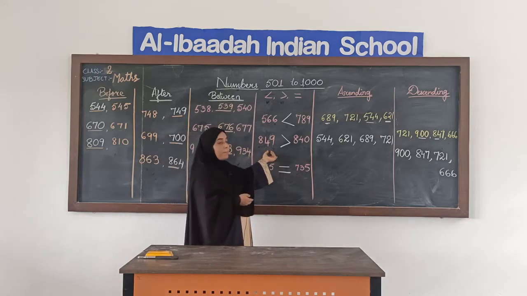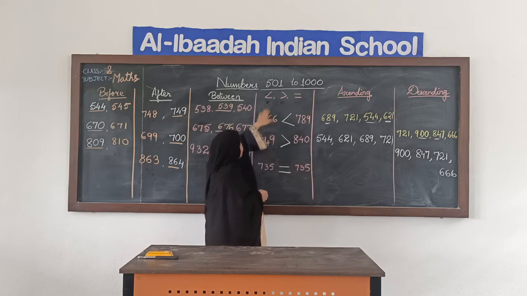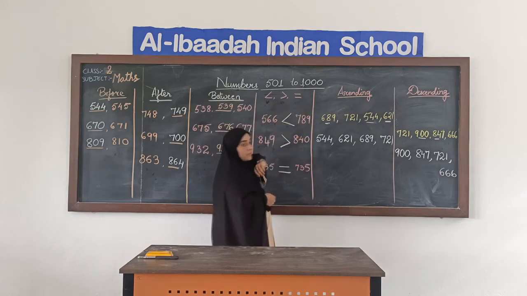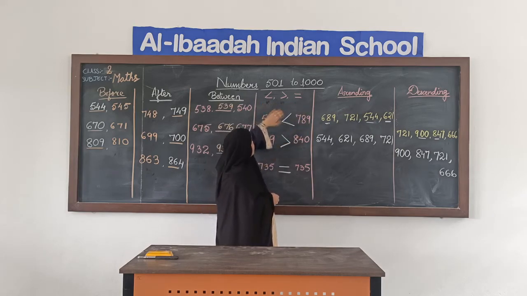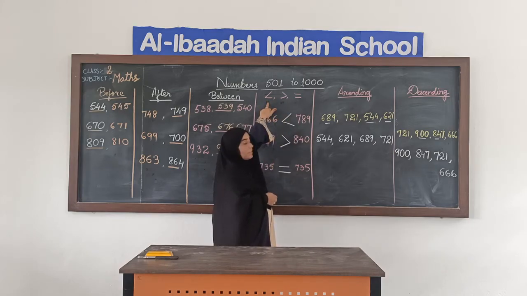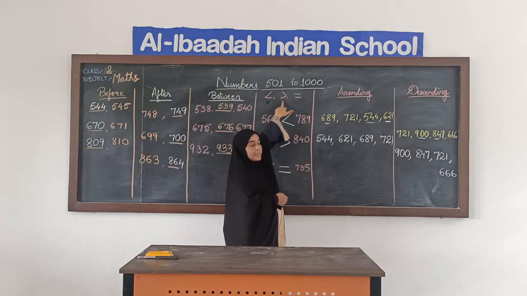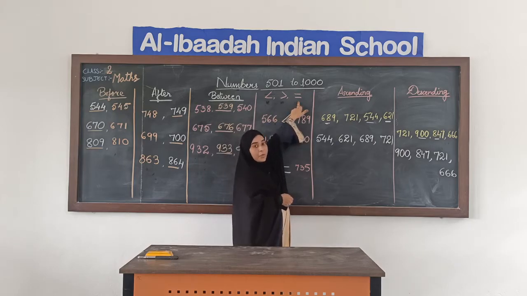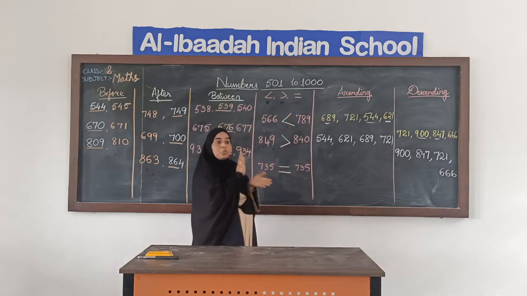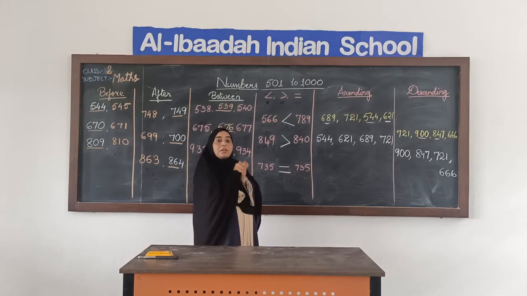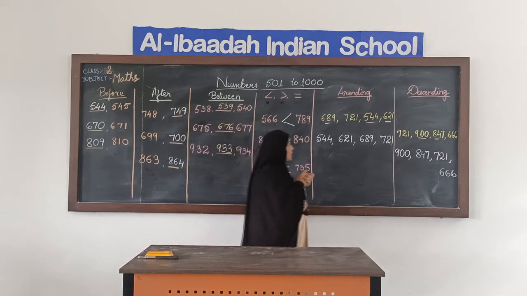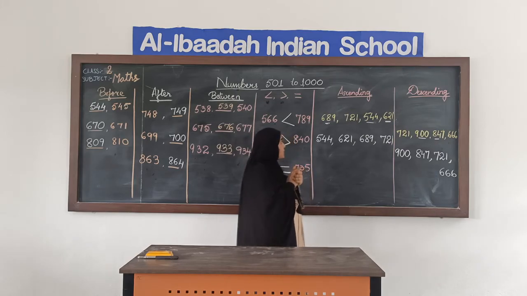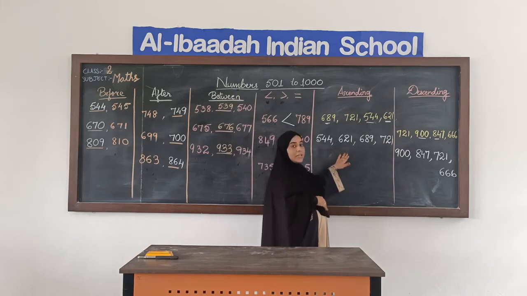Then we came to comparing of numbers and there are 3 signs or symbols that we use: greater than, less than and equal to. The first sign is less than, the second sign is greater than and this is equal to. And we saw how the mouth opens towards the bigger number. The crocodile's mouth opens to eat the greater number. Always remember that.